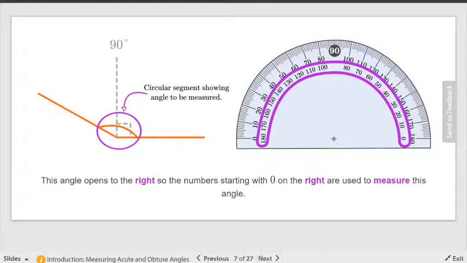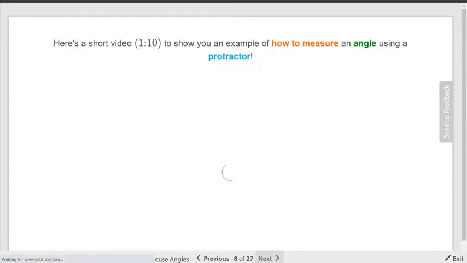Be careful. If it's a big obtuse angle, right? Here's the flat part. It's going to sit on 0, and it's going to continue all the way around. Notice that you can't measure an angle that's more than 180. Okay, so we need to talk about that.